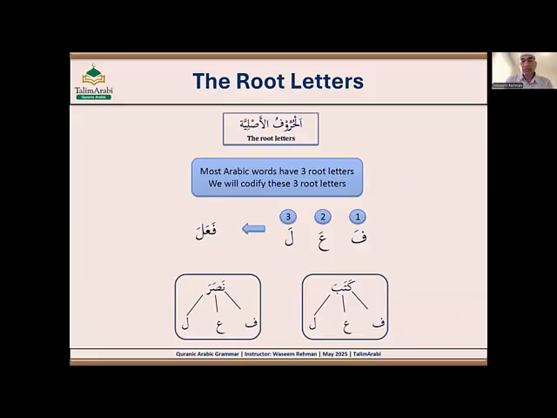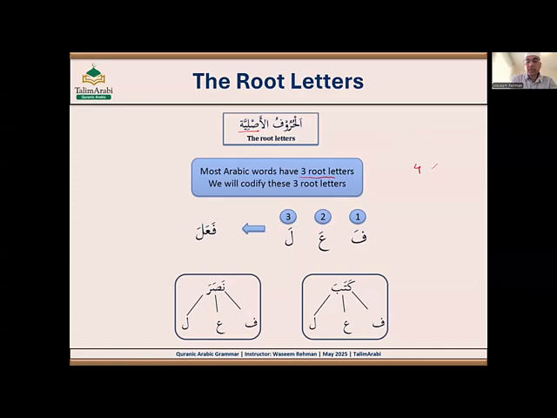Root letters. In Arabic it's called الحروف الأصلية, like asal, right? We use it in Urdu as well, like asal or asli. So huruful asliya, root letters. Most Arabic words have 3 root letters. Very important concept. Some also have 4, but we'll cover them when we go to advanced level. But most Arabic words have 3 root letters, and we'll codify these 3 root letters.